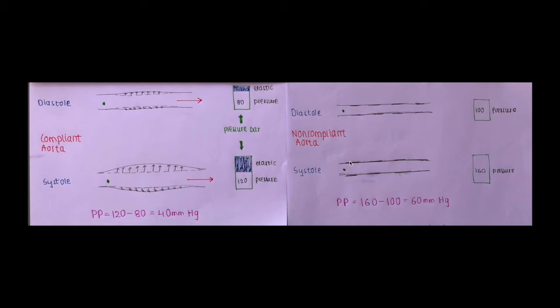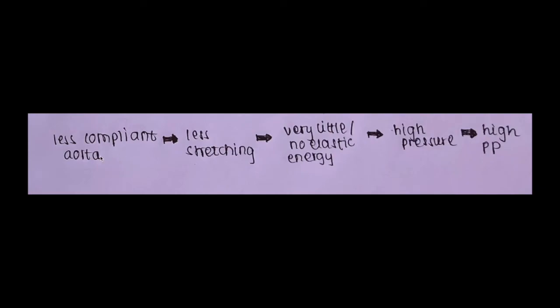Compared to systole, you can see again obviously the aorta cannot stretch because it is non-compliant. So all the energy is converted into the flowing energy and the pressure is high. And the pulse pressure when we calculate is 60 mmHg. Now when you compare the pulse pressure in a compliant aorta and in a non-compliant aorta, you can see that the pulse pressure increases when the aorta is non-compliant. So we can say that when the aorta is less compliant, there will be less stretching in the aorta. So very little or no elastic energy will be generated, due to which there will be a higher pressure and will cause higher pulse pressure.